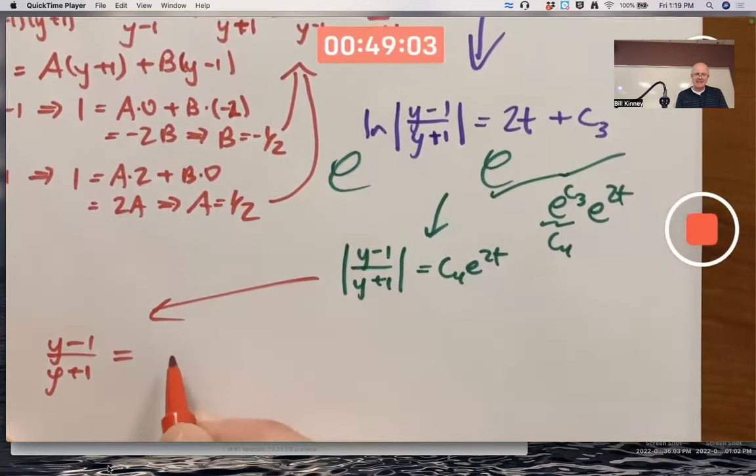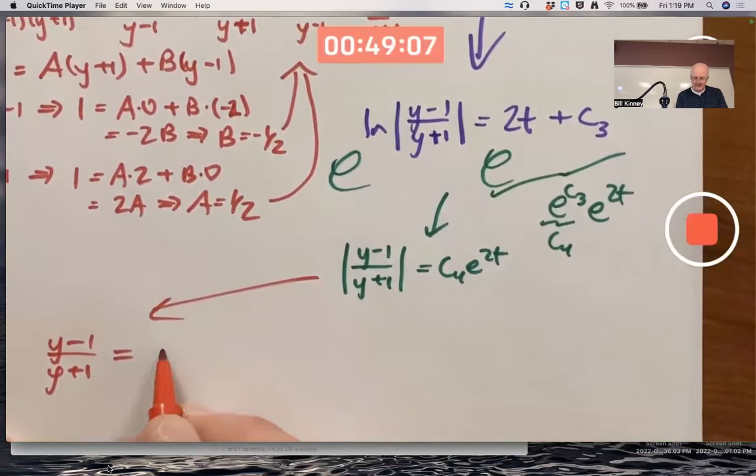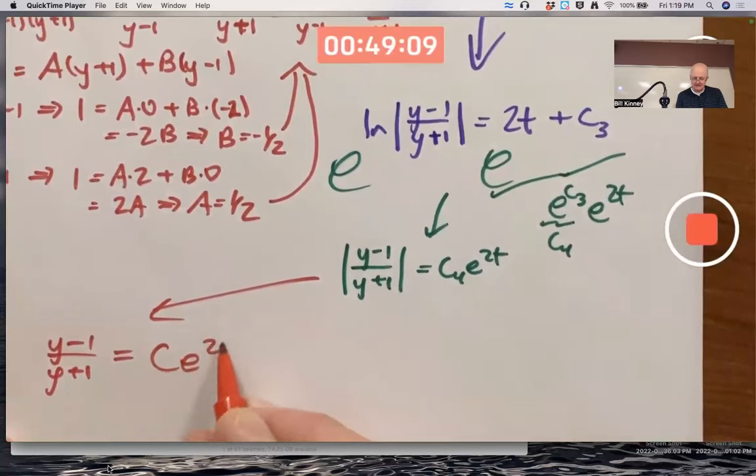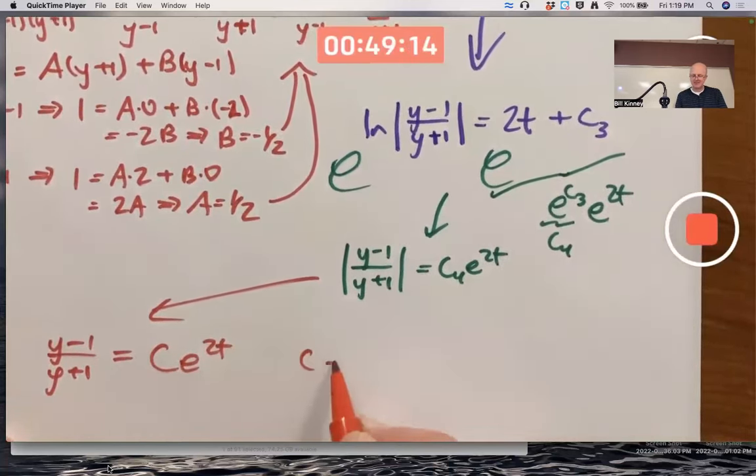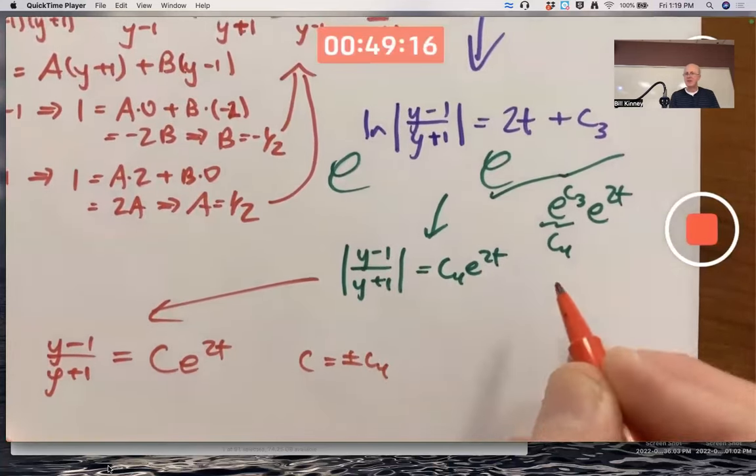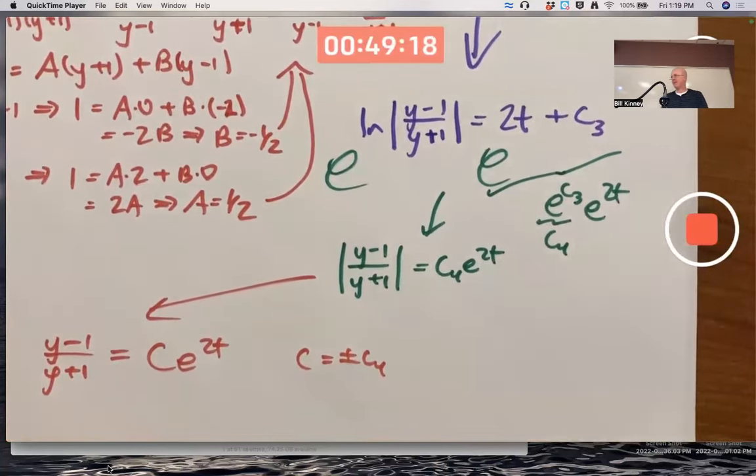Well, maybe if I write a C5 instead of a C4, it is. Or maybe I should just call it C now. C is, say, plus or minus C4. The C4 being e to the C3 has got to be positive. So by getting rid of the absolute value signs, I can have a new C and call it plus or minus C4 and just label it C instead of all these subscripts now.